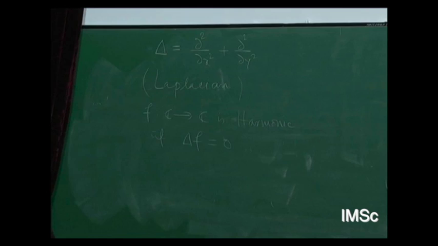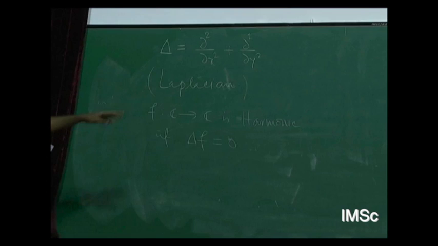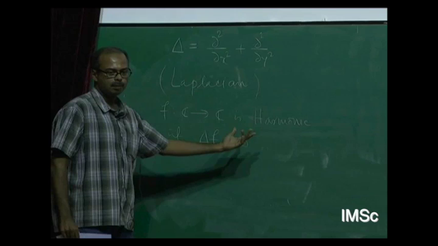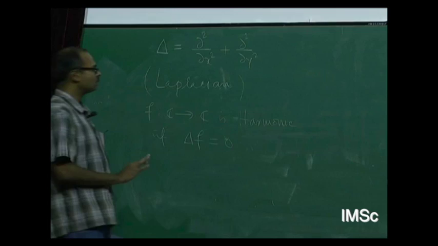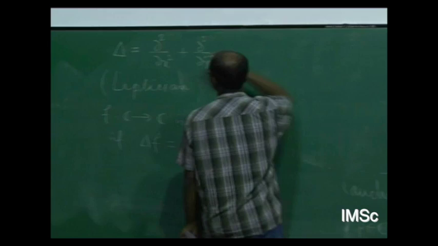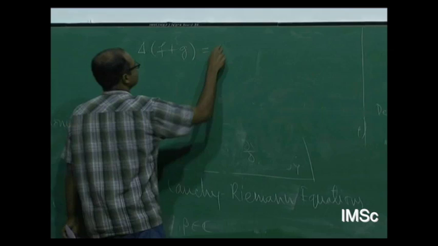The range we are starting with, we can just define to be C, that's not a problem. But most of the time we are going to consider only real valued harmonic functions, because the Laplacian is a linear operator, in the sense that delta of f plus g is delta f plus delta g.